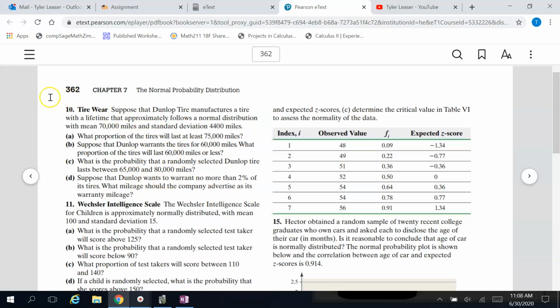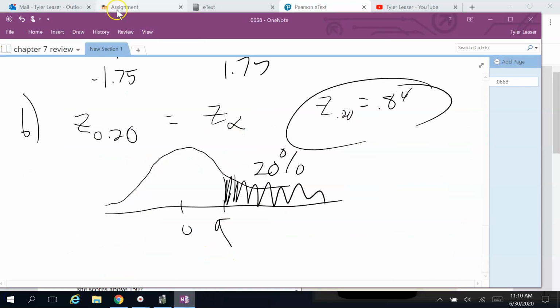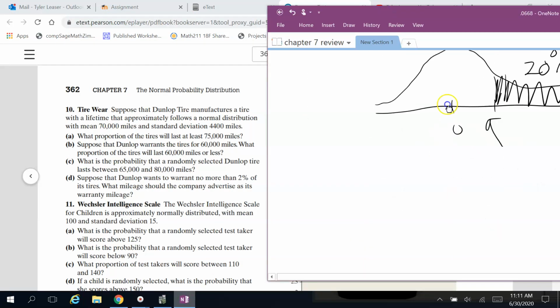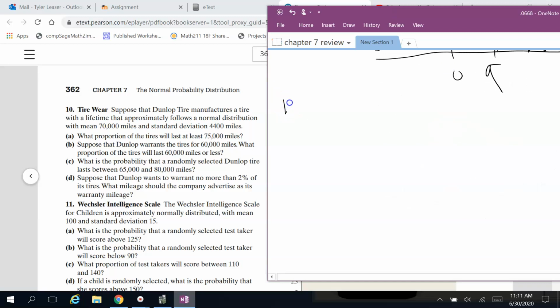So number 10, tire wear. Suppose that Dunlop Tire manufactures a tire with a lifetime that approximately follows a normal distribution with mean 70,000 miles and standard deviation 4,400. A, what proportion of the tires will last at least 75,000 miles? Okay, let's go on over here. So this is number 10.